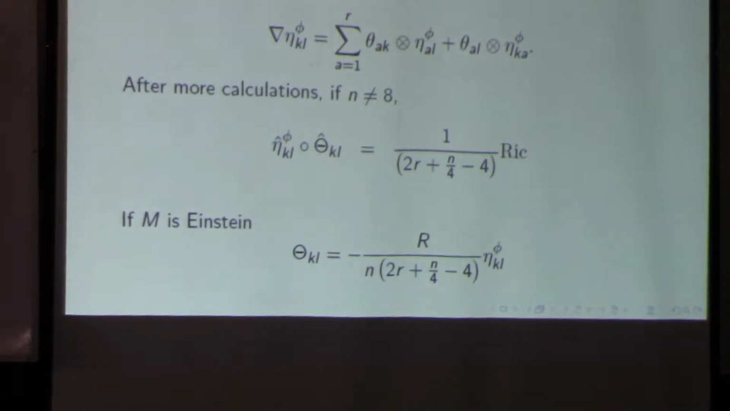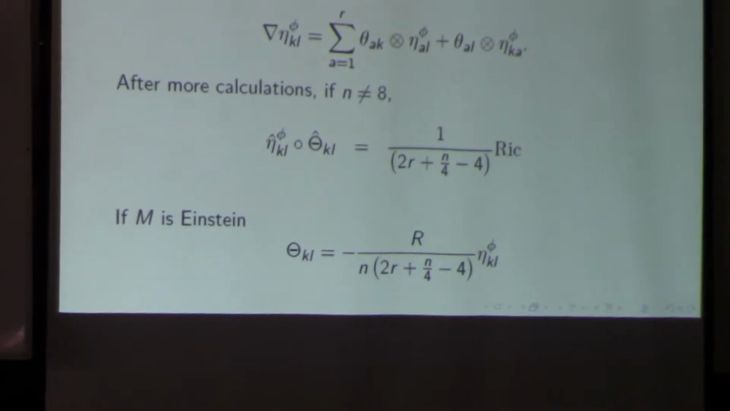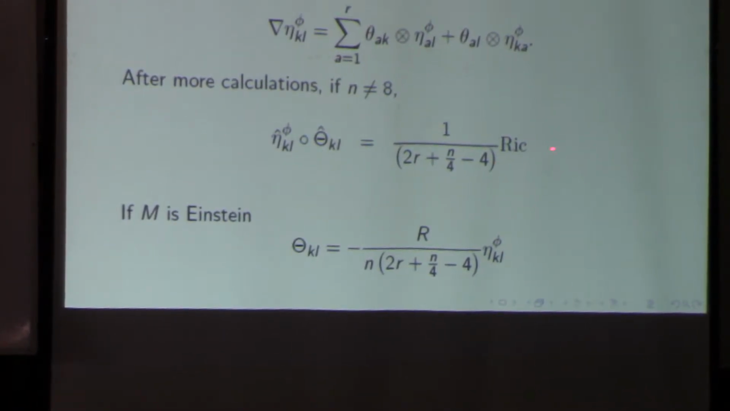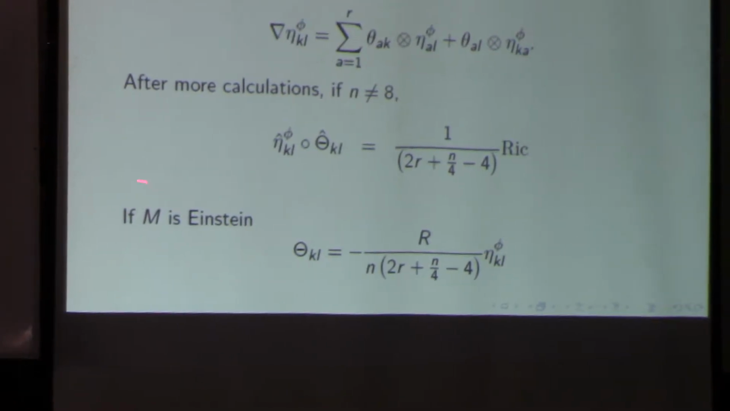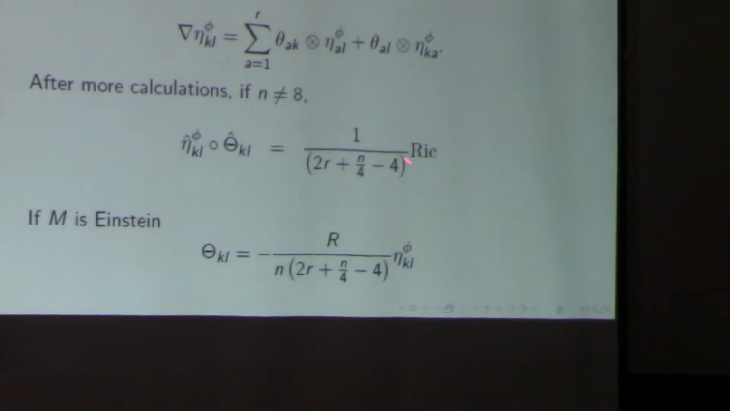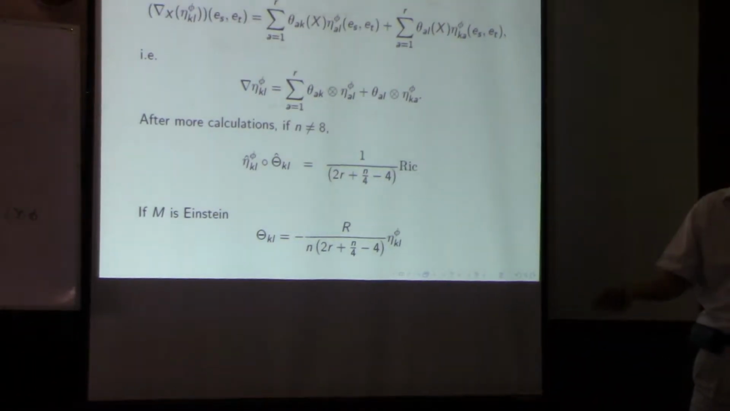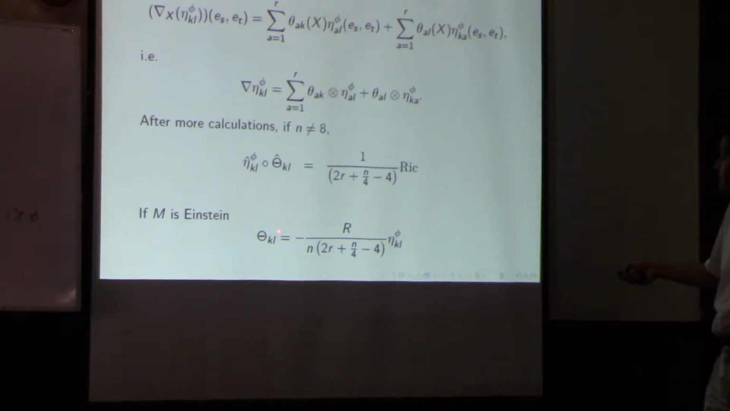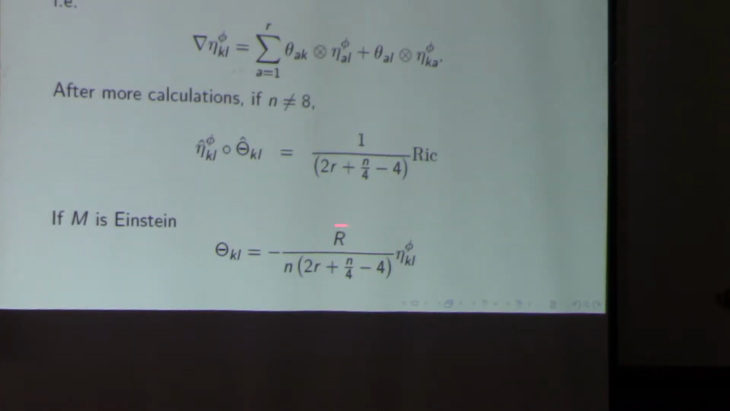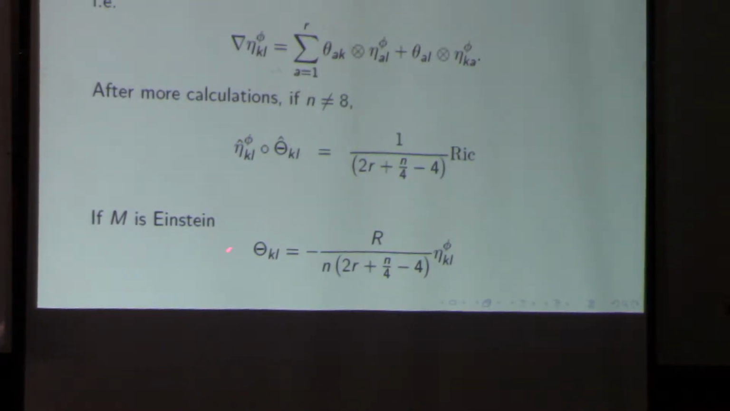Now, to simplify things, if one made the assumption, but this can actually be deduced in n different from 8, if one made the assumption that the manifold is Einstein, that means the Ricci tensor is a multiple of the identity tensor, one gets to the following identity. Okay? And that is essentially the second equation of Seiberg-Witten's equations, but in a more general context. Okay?